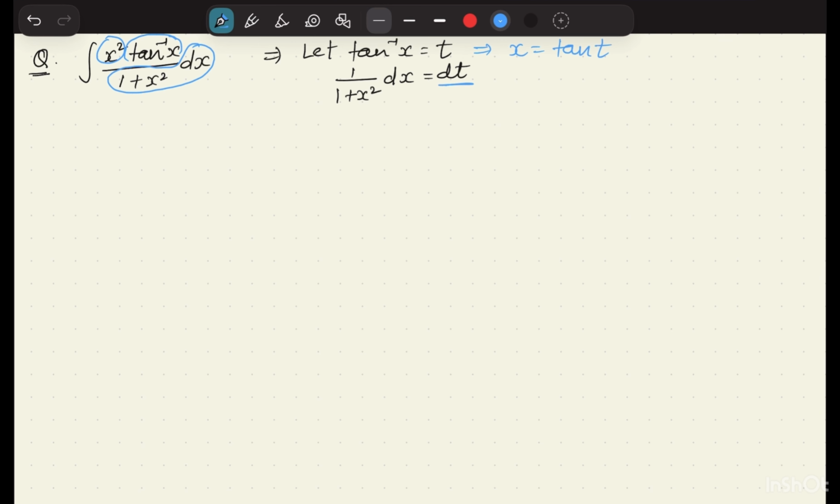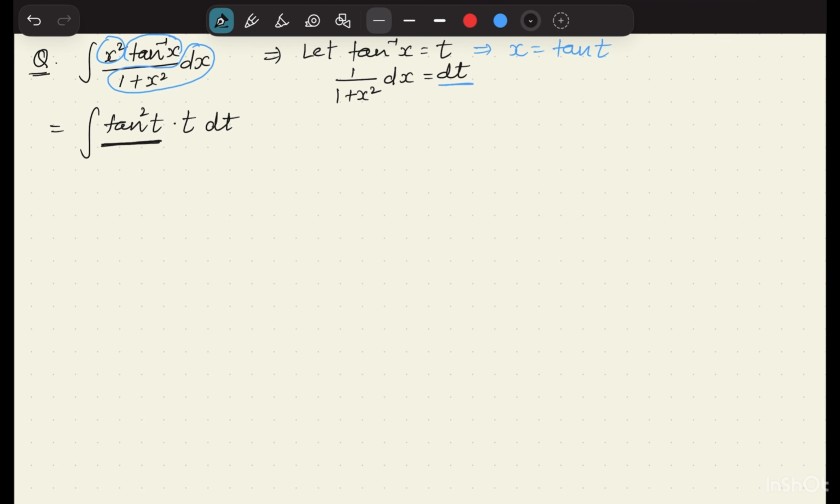Now we will put all these values in our given integration together. So x square is tan square t, and tan inverse x is simply t, and dx upon 1 plus x square is dt. Now we can apply first and second, but we know that integration of tan square t we can't find by any formula. So we will convert it into terms of sec square.